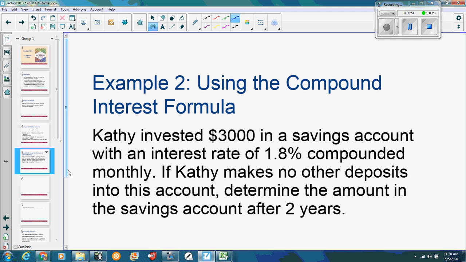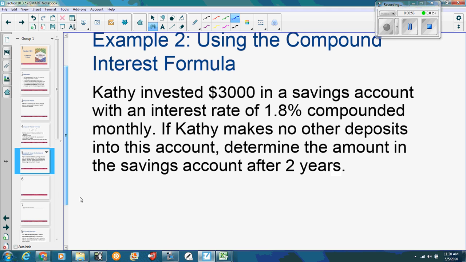So here's a question. Kathy invested $3,000 in a savings account with an interest rate of 1.8% compounded monthly. So that's what you're always looking for when it says that. Kathy makes no other deposits in this account. They always say that. So that makes it easy, you can use this formula, to determine the amount in the savings account after 2 years.